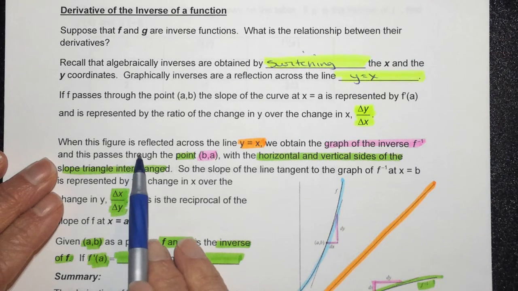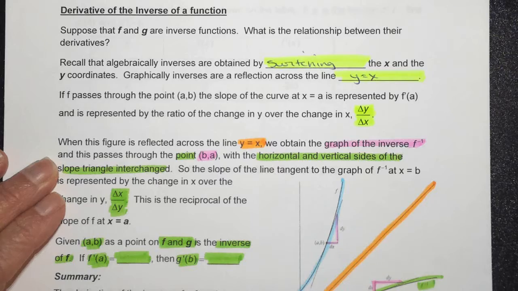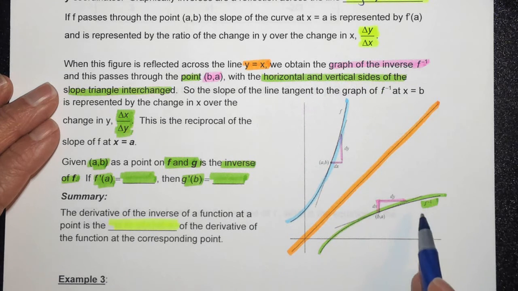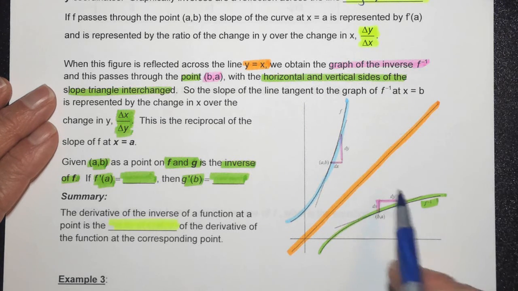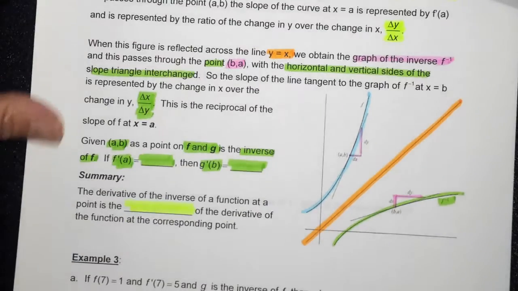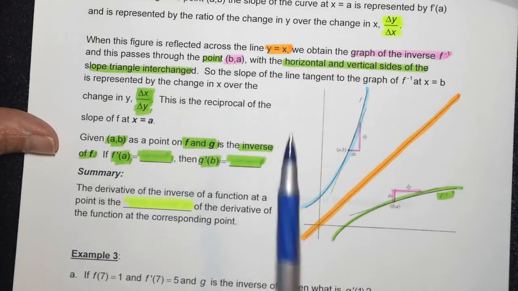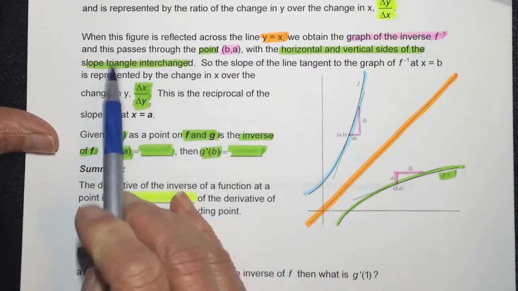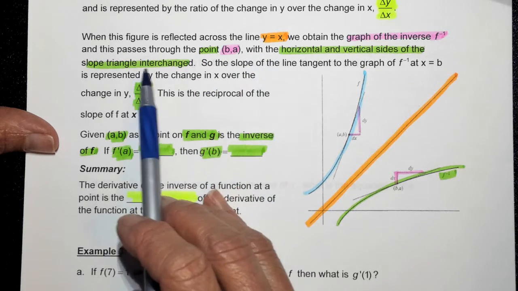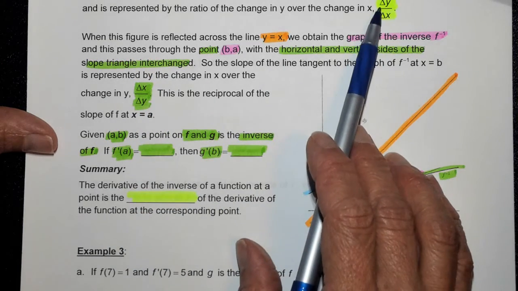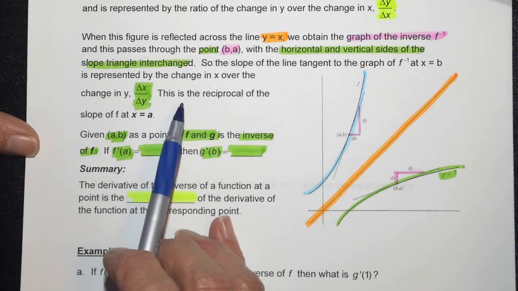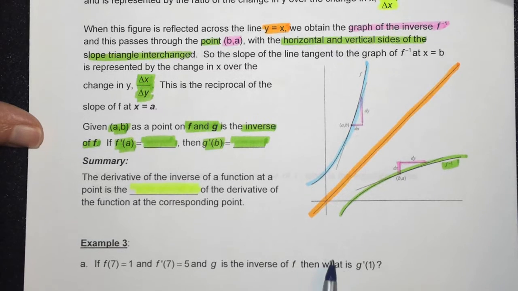So when this figure, meaning the graph right here, is reflected across the line y equals x, we would obtain the graph of the inverse, meaning f to the negative 1. Okay, meaning all the x and y coordinates from your original function switch. So now you know that this point, f to the negative 1, or the inverse, passes through the point (b, a), and the horizontal and vertical sides of the slope triangle are interchanged, meaning instead of delta y over delta x, you end up with delta x over delta y. Okay, and this is the reciprocal of the slope of f at x equals a.